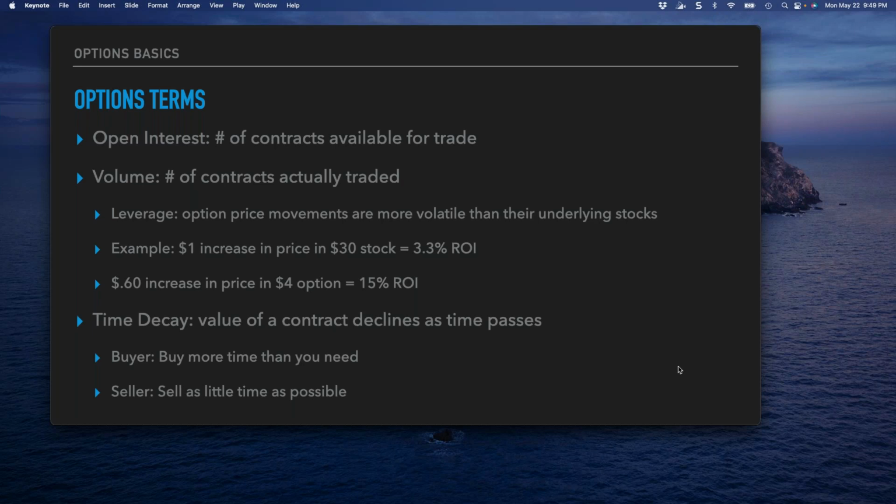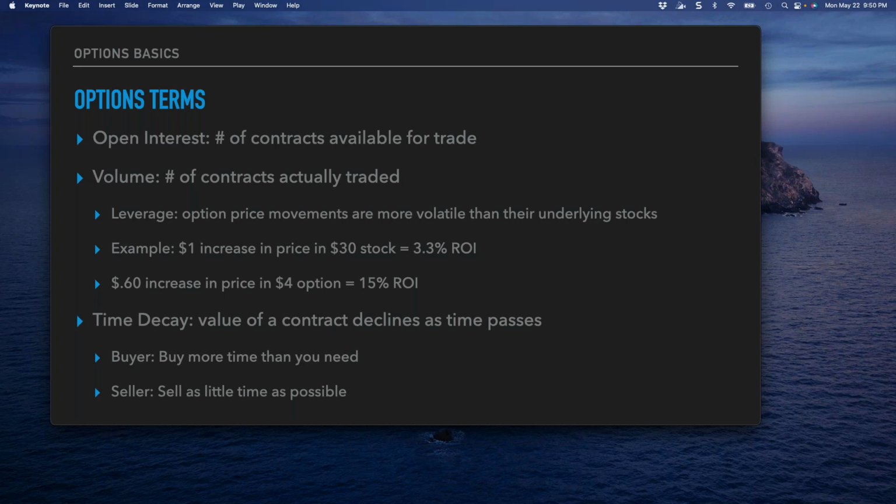Open interest describes how many contracts of a given expiration and strike price are available to be bought or sold. Now, these are not the same as volume, which describes how many contracts have actually changed hands in a given day. Open interest instead is simply letting you know how many contracts could be bought or sold. The higher the number in open interest, the faster a trade on that contract is likely to be filled.